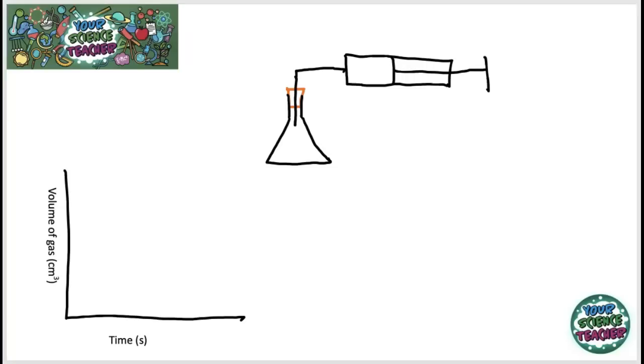There are two practicals that fit this specification. The first one is by measuring the volume of gas produced in a certain amount of time, and the second is by looking at a precipitation reaction. So let's have a look at the volume of gas one first. To measure the volume of gas, here we've got a gas syringe. We also have a delivery tube from a conical flask where a reaction will be happening, and this reaction will be bubbling up and emitting a gas.